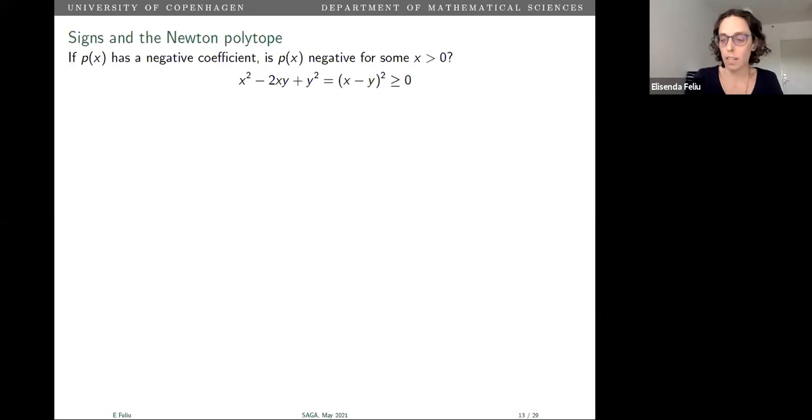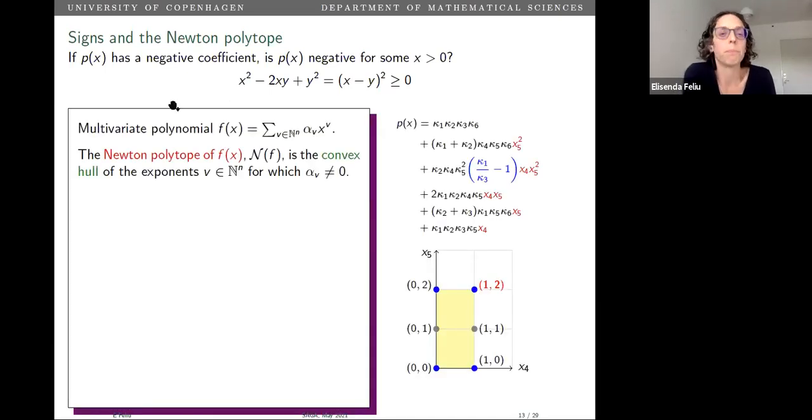So here is the question. In the example I gave you, I said, when this coefficient is negative, then my polynomial also attains negative values. And of course, I was lucky to be able to do that, because it's not true that just because a polynomial has a negative coefficient, the polynomial attains negative values. And the canonical example is this polynomial that is always non-negative.